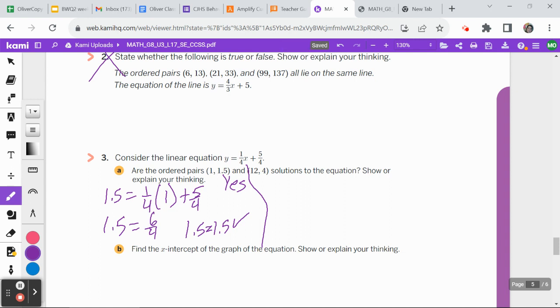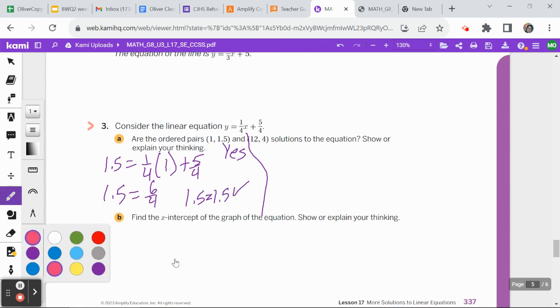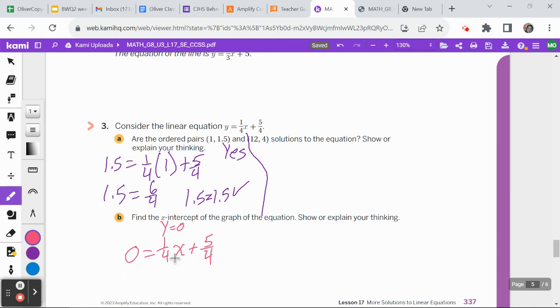Now they want you to find the x-intercept for part B. The x-intercept is when y equals 0. So you need to plug in 0 and solve for x. So you've got to do some algebraic steps. Remember the opposite of addition and subtraction, and then remember how you divide with a fraction.